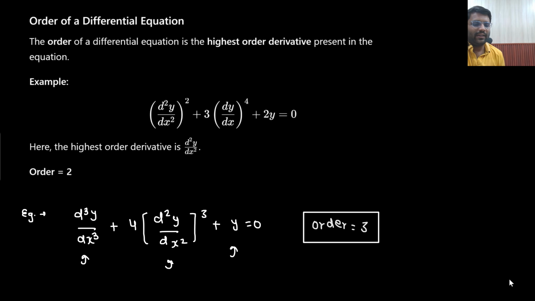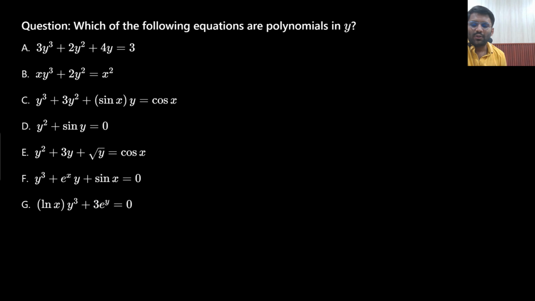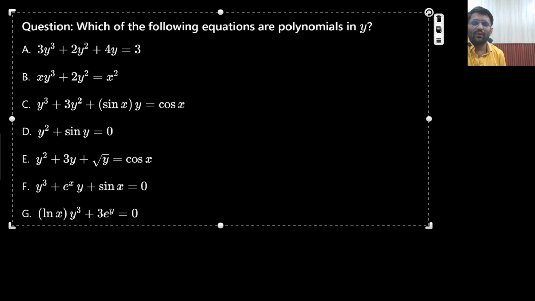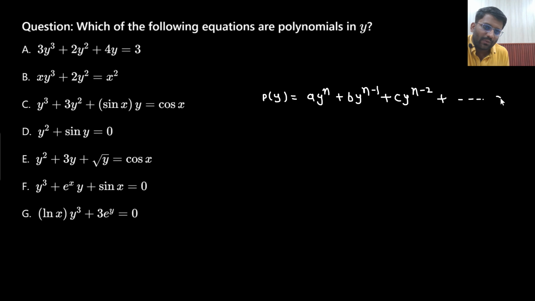We will come back to order and degree again, but let's just understand a very simple concept. You will let me know which of the following equations are polynomial in y. What is the meaning of polynomial in y? Basics of equations I am asking you. Sir, the meaning of polynomial in y, I completely understand. It would be a into y to the power n plus b into y to the power n minus 1 plus c into y to the power n minus 2 and so on. Sir, a constant value could also be there.